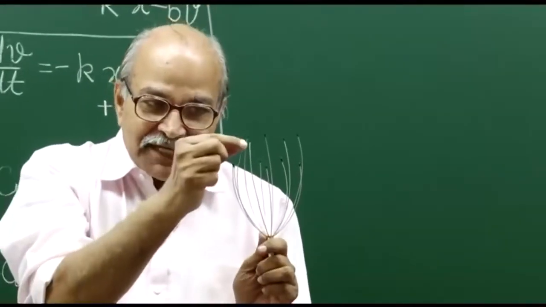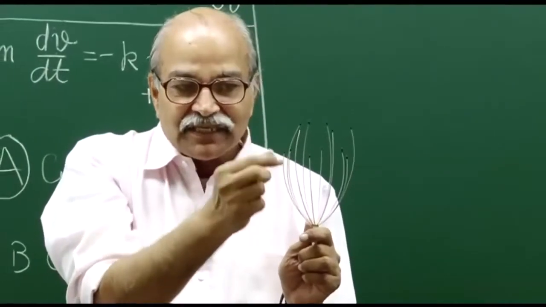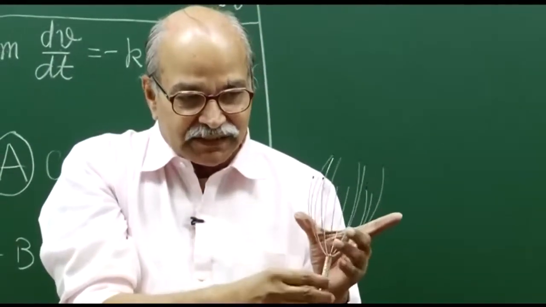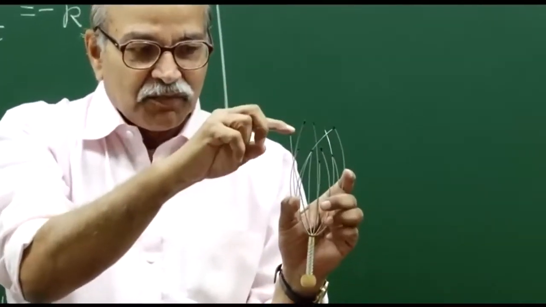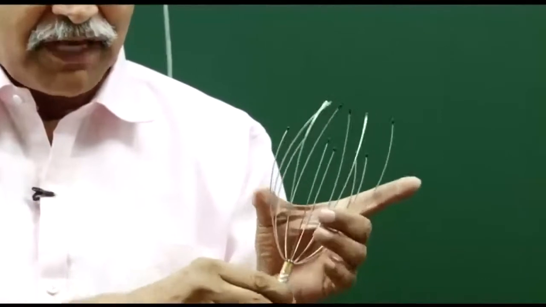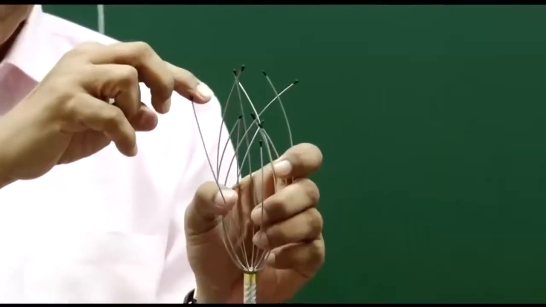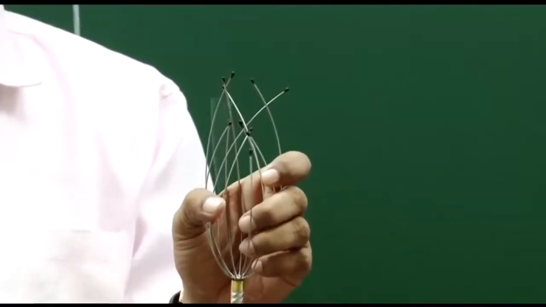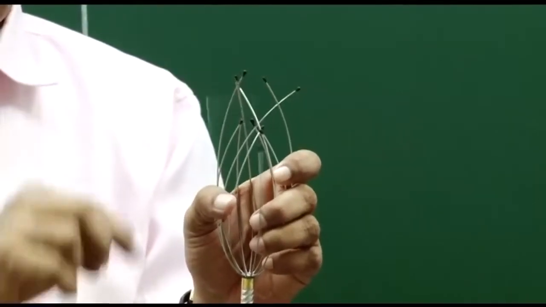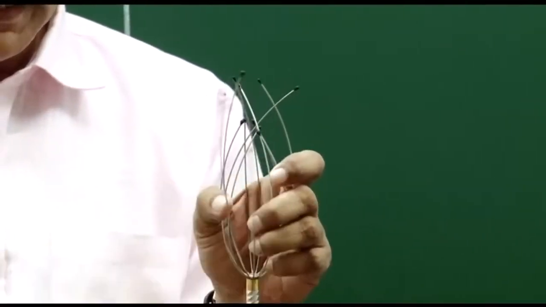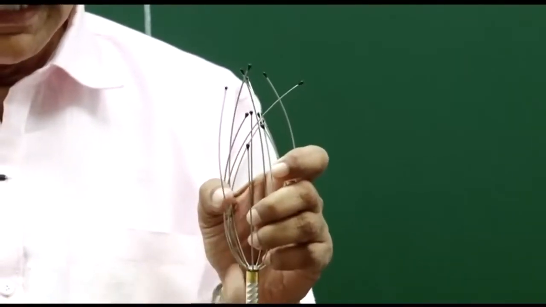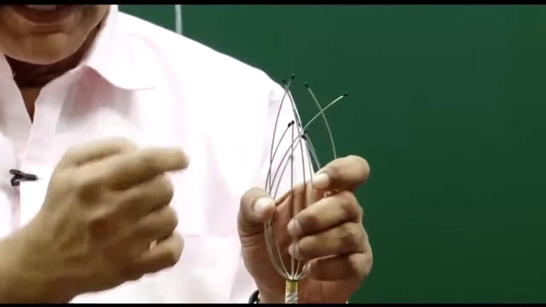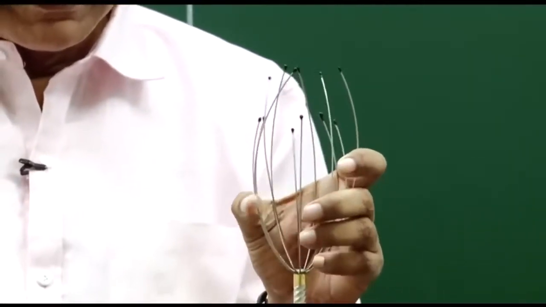Now, the different lengths correspond to different frequencies. Let me show that. Just think of these two. If I pull this one apart, look at the frequency, and if it is this one, it is a different frequency. This frequency is larger and this frequency is smaller. So, each length corresponds to a particular frequency.